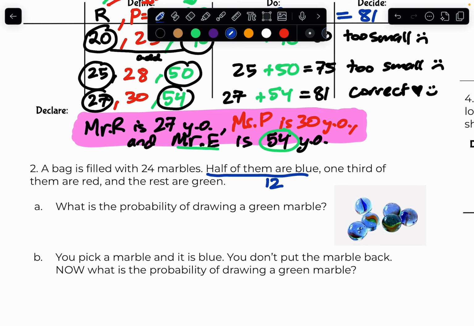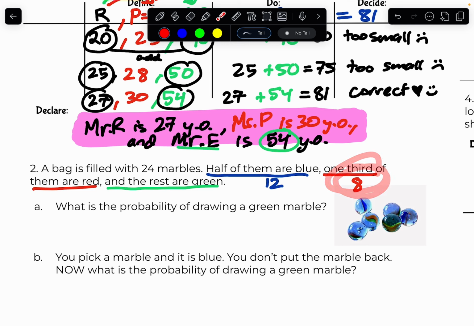It says 1/3 of them are red. 1/3 is like dividing by 3, right? So what's 24 divided by 3? 24 divided by 3 is, you got it, 8 of them are going to be red. And this is the trickiest part, I think. It says the rest are green. So how many are left? It says 12 of them are blue. 8 of them are red.